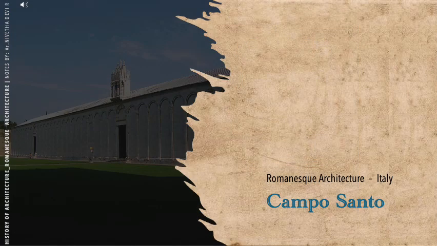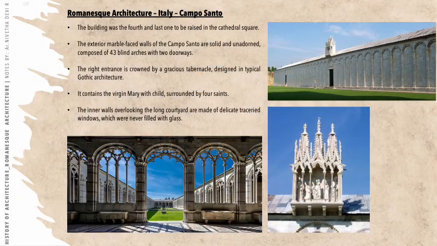Campo Santo. The building was the 4th and last one to be raised in the cathedral square. The exterior marble-faced walls of the Campo Santo are solid and unadorned, composed of 43 blind arches with 2 doorways. The right entrance is crowned by a gracious tabernacle, designed in typical Gothic architecture. It contains the Virgin Mary with Child, surrounded by 4 saints.